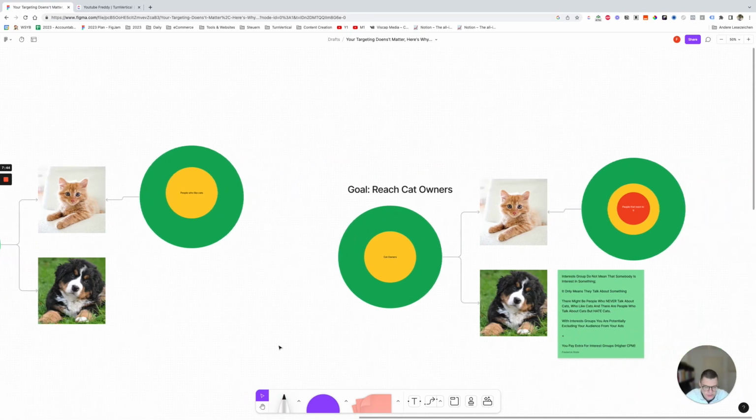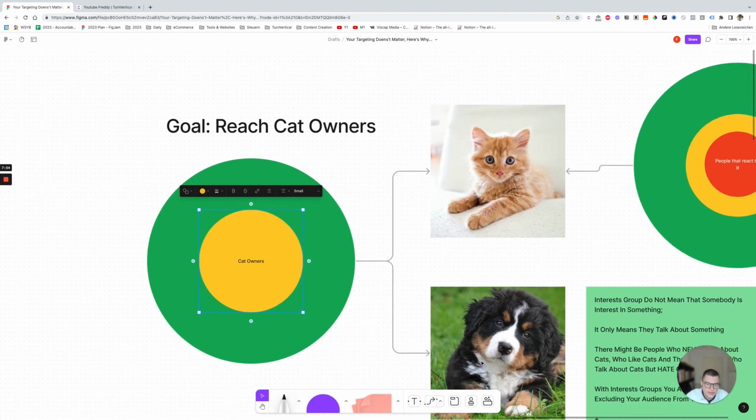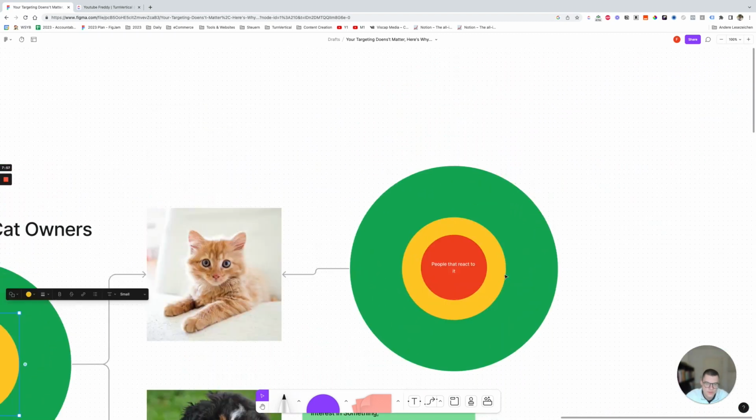And if we take this one step further, let's say we use interest groups to target. Our goal is to reach cat owners, and we do target cat owners. We have these two ads. What happens is, first of all, this whole United States circle shrinks down to just the people who Facebook thinks are cat owners. Let's say there's an interest group called cat owners. Facebook will only show the ad to these kinds of people.